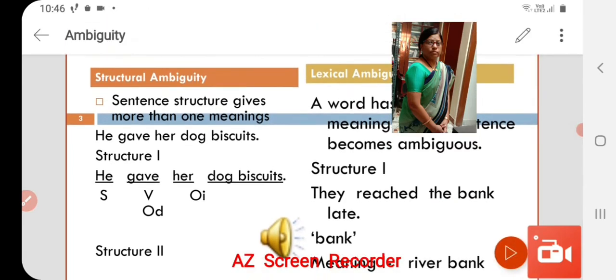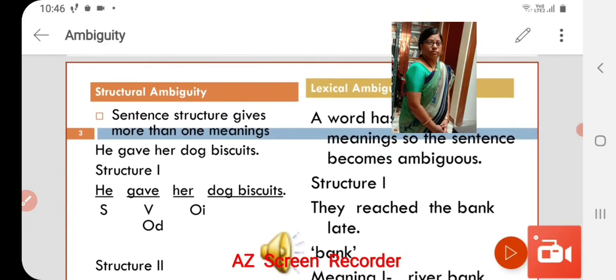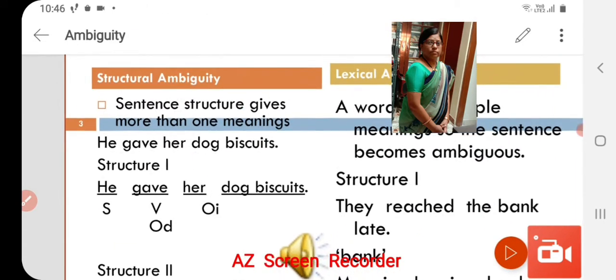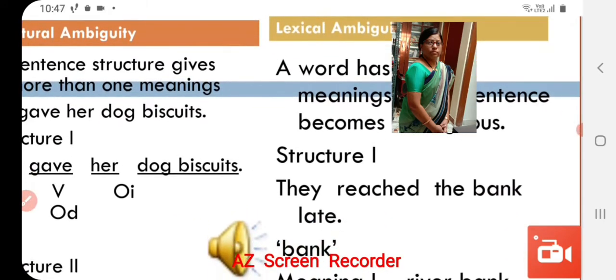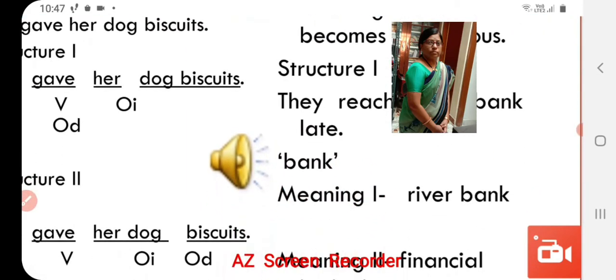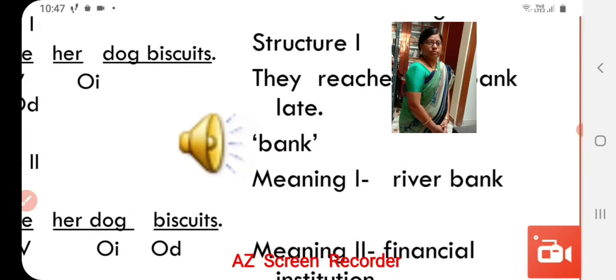So this is known as structural ambiguity. Now let us turn to the second type of ambiguity, that is lexical ambiguity. Lexical ambiguity is when a word has multiple meanings, so the sentence becomes ambiguous. एखाद्या शब्दाचे अनेक अर्थ असू शकतात, म्हणून वाक्य पण काय होते? संदिग्ध बनते, ambiguous बनते. For example, as I told you earlier, the word bank has two meanings.